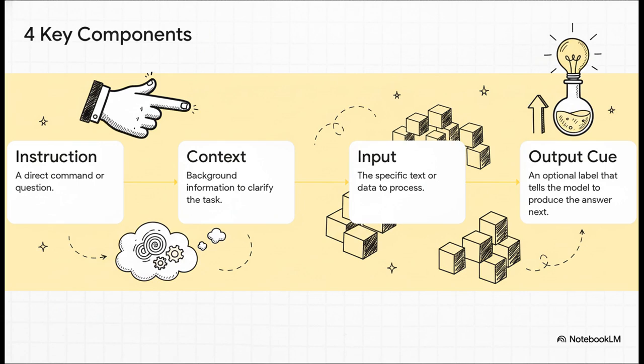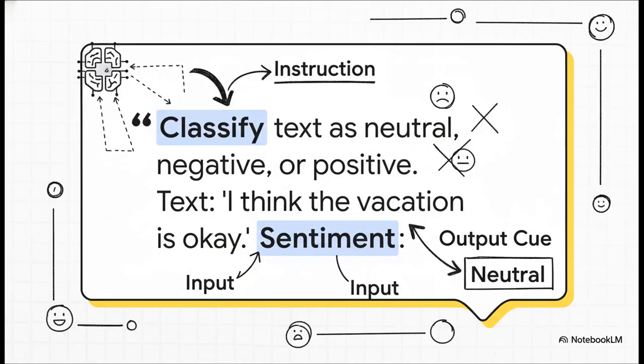The instruction, well, that's your direct command, what you want it to do. The context is optional, but it really helps to narrow the AI's focus. The input is the raw material, the text or data you want it to work with, and the output cue, this is a clever little trick to nudge the AI into giving you the answer in the exact format you want. And boom, this slide shows that recipe in action.